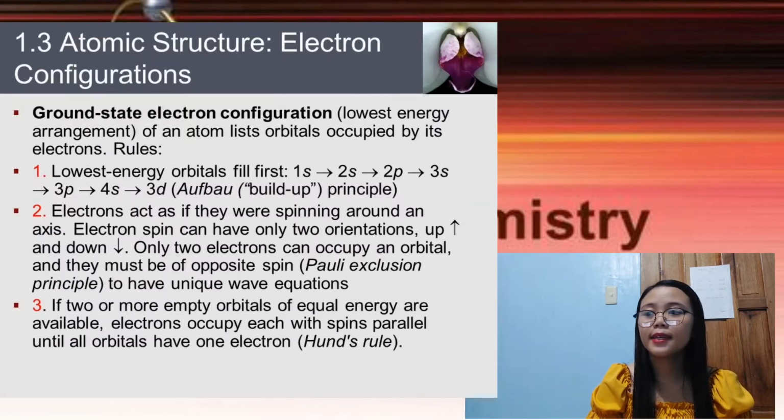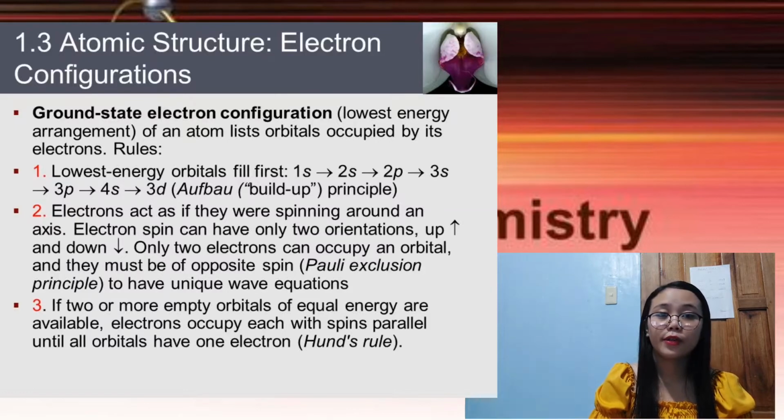The second: electrons act as if they were spinning around an axis. Electron spin can have only 2 orientations, up and down. Only 2 electrons can occupy an orbital, and they must be of opposite spin to have a unique wave equation.